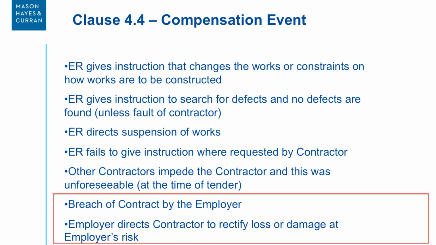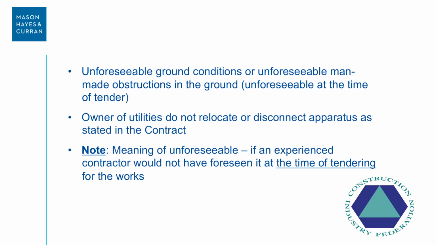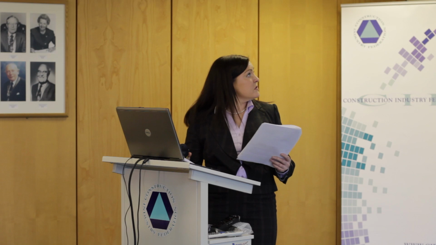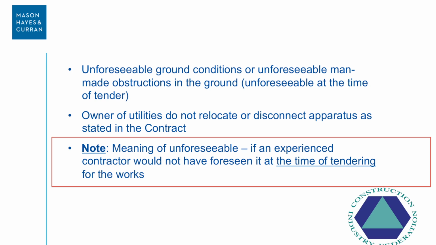5, the employer instructs the contractor to rectify loss or damage at the employer's risk. 6, the contractor encounters on the site unforeseeable ground conditions or unforeseeable man-made obstructions in the ground. And 7, owners of utility apparatus on the site do not relocate or disconnect their apparatus as stated in this contract when the contractor has complied with their procedures and the procedures in this contract and the failure is unforeseeable. Now the next part of this is extremely important because note your meaning of unforeseeable. Unforeseeable is if an experienced contractor would not have foreseen it at the time of tendering for the works.